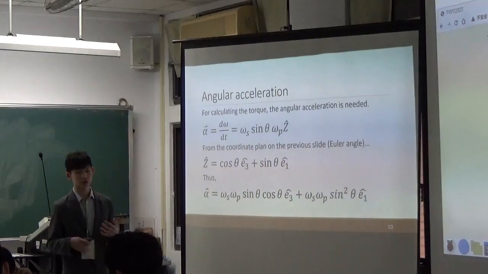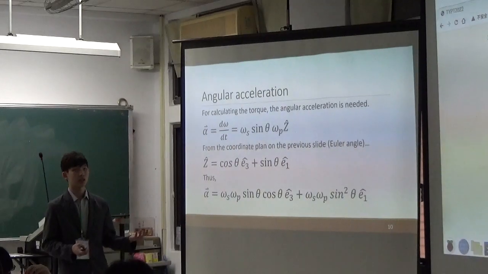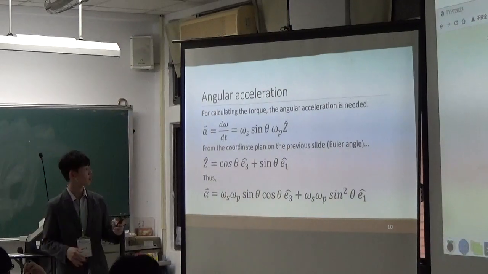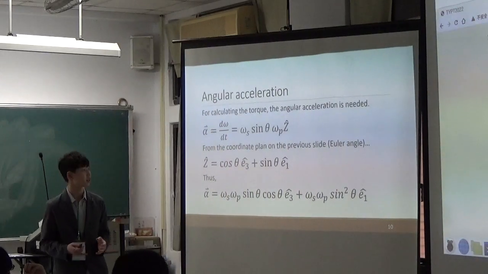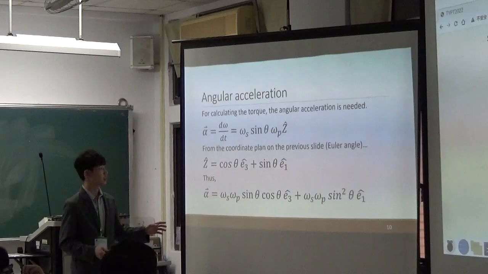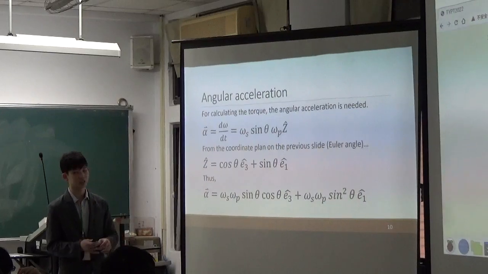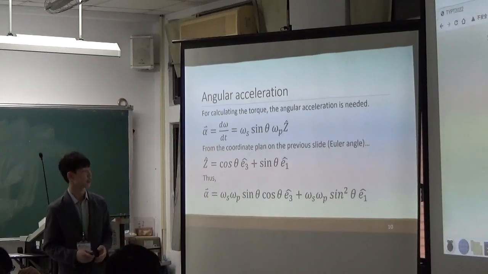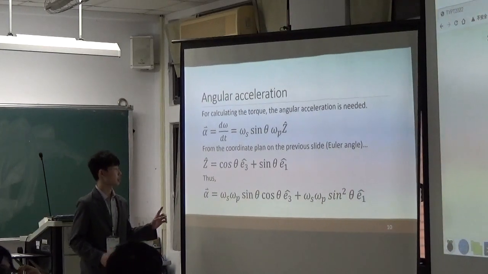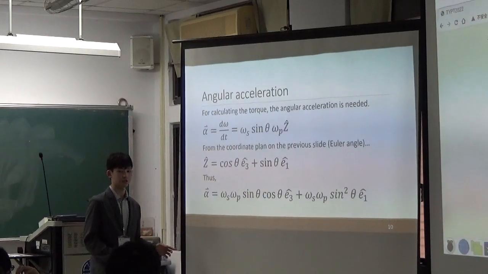Next I'm going to talk about torque. But before the torque, a very important thing is the angular acceleration. We know that the angular acceleration alpha equals d omega over dt, where omega is the total angular velocity. After the calculation, we get alpha equals omega s omega p sine theta along the z-axis, which means it's on the horizontal surface. From the Euler angles, we can represent the z-axis by E1 and E3, so we can expand the formula like this.